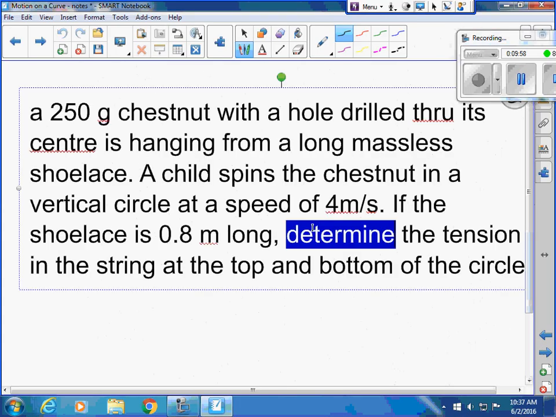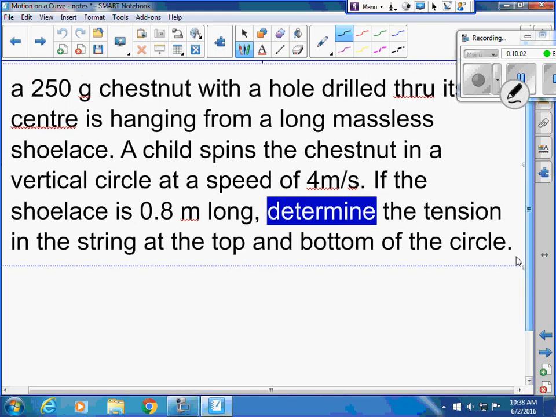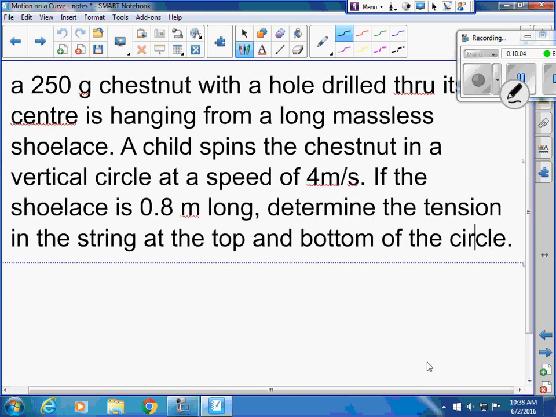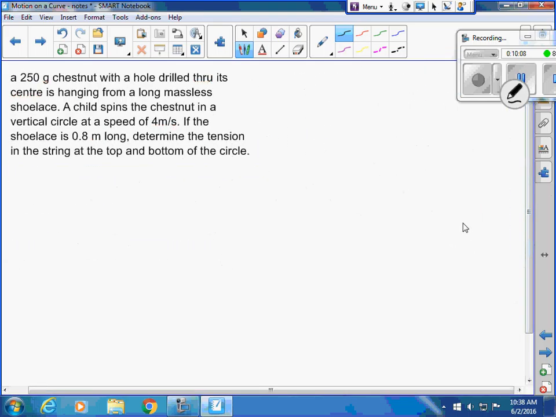All right, so let's have a look. I'm just going to make this a little bit smaller here so I don't waste so much space on the question. Okay, so we have a chestnut. I always laugh at this question. Chestnut with a hole drilled through its center, hanging from a long massless shoelace. What does that mean, massless shoelace? It means just ignore the mass of the shoelace.